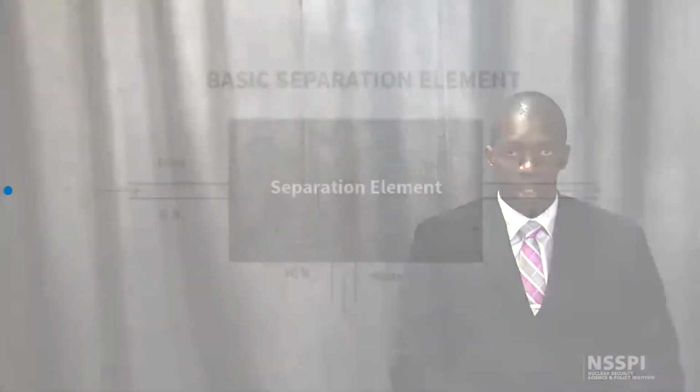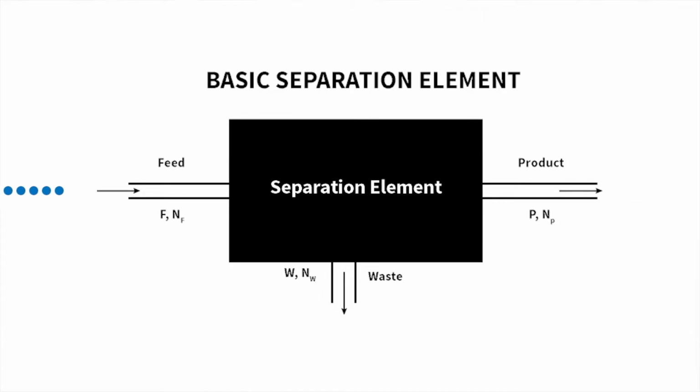The most basic component of the enrichment process is the separation element. This is a basic element that receives a single input stream at a certain level of enrichment and produces two outgoing streams, one that is enriched relative to the input stream and another that is depleted relative to the input stream.